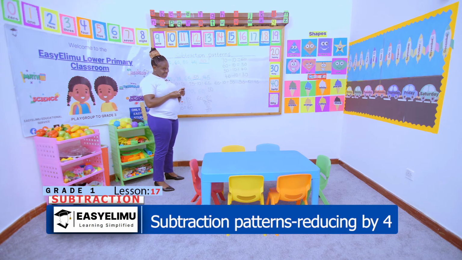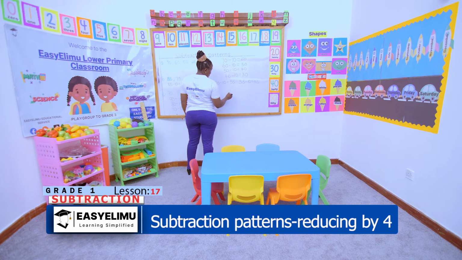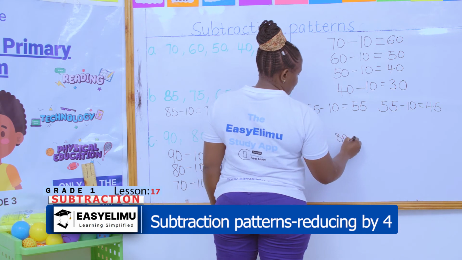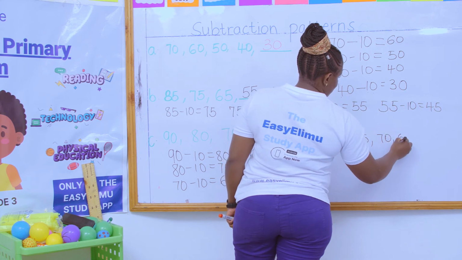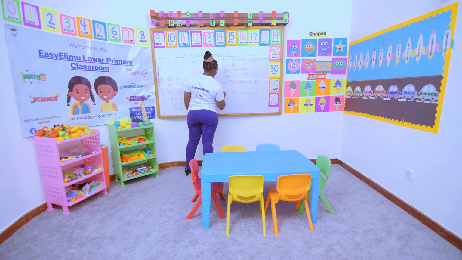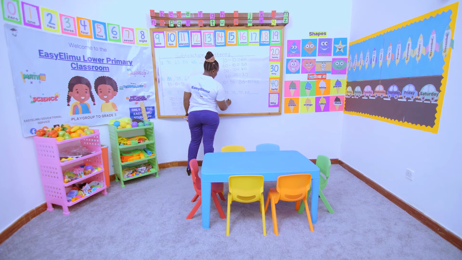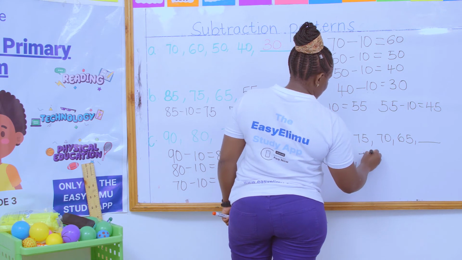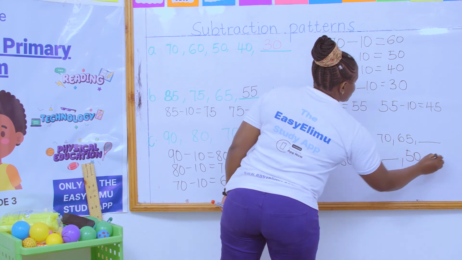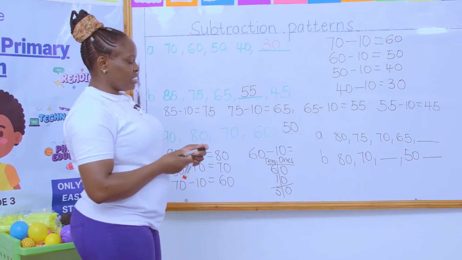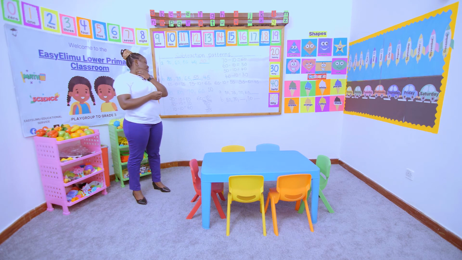Up to there. Who still feels like not getting anything? Now, during your own free time, calculate this: 80, 75, 70, 65, then you give me the missing number. This is A. The second one is 80, 70, dash, 50, dash. So that when we meet in the next lesson, we are going to go through and find out which ones are the missing numbers there.